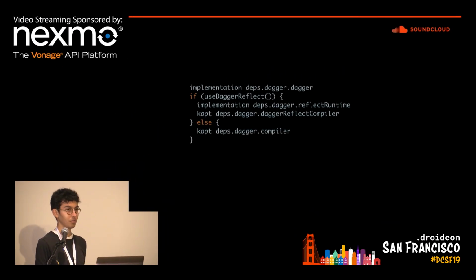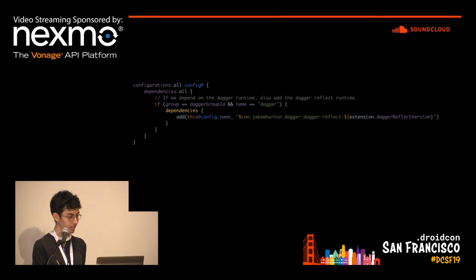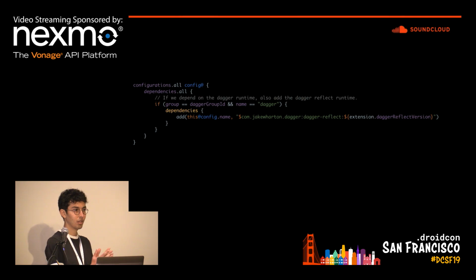So what this Gradle plugin does, once again, is it switches from Dagger to Dagger Reflect. And this is basically the entire plugin. It sounds super complicated, but I'll walk you through it one by one. First thing it does is if it detects a module, so this uses the Gradle dependency substitution API. The Gradle dependency substitution API basically just lets you swap any dependency for another dependency. You can swap one Maven coordinate for another Maven coordinate. You can swap Maven coordinates for projects in your local build.